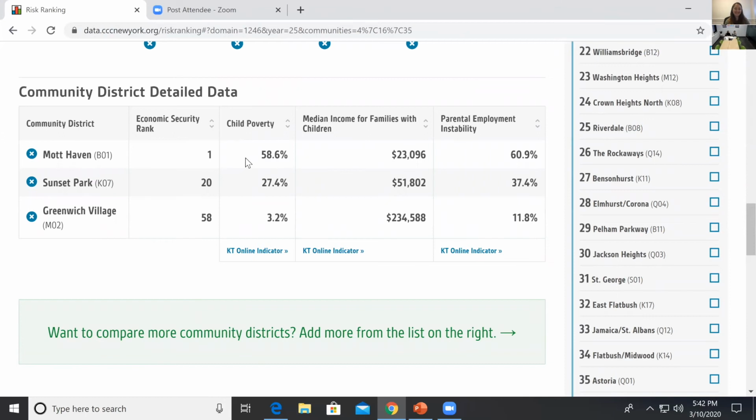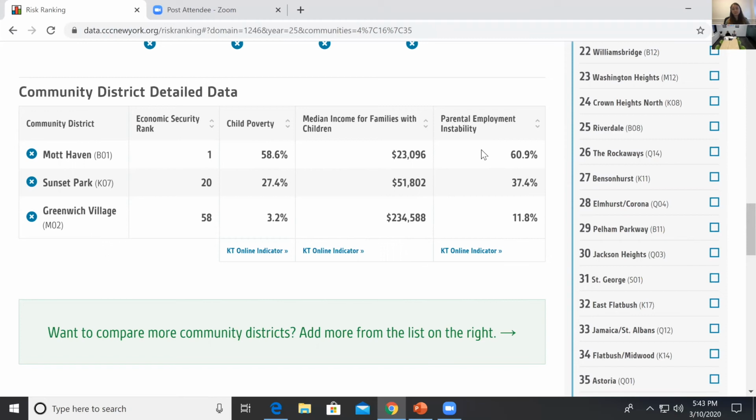What I really want to draw your attention to here is the vast disparity between highest and lowest, right? So the lowest risk neighborhood, Greenwich Village, has a child poverty rate of only 3.2, has a median income of $234,000 plus, and has a parental unemployment rate of 11.8%. If you compare that with Mott Haven, there's almost 60% of children living in child poverty, making almost $200,000 less than their counterparts in Greenwich Village, and have just about a 61 percent unemployment rate, right?